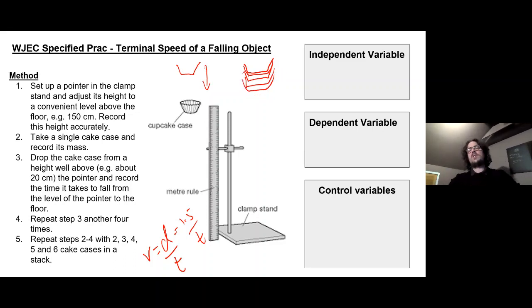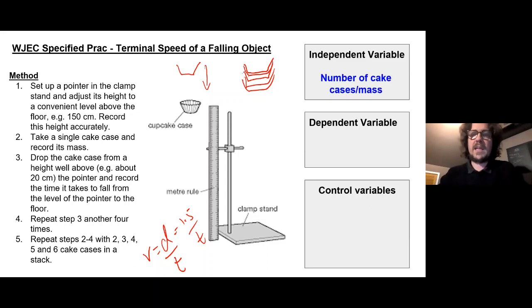So in this investigation, what is the independent variable? That's the thing that you change. So if you were asked that question, you'd know that it's the number of cake cases or the mass. So if you were asked to measure the mass, you'd have a weighing scales, a balance, and you'd measure the total mass of all the cake cases. The dependent variable here is the time to fall 1.5 meters. And from that, we can determine the speed. So the speed or the time to fall would be our dependent variable. That's the thing we measure in the investigation.